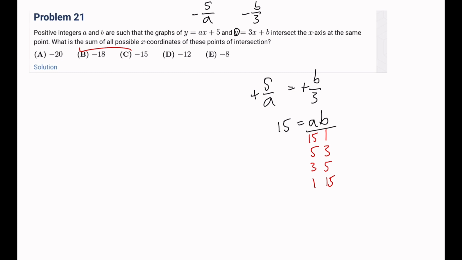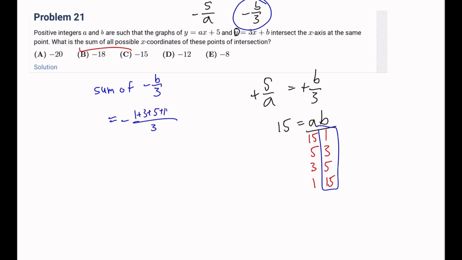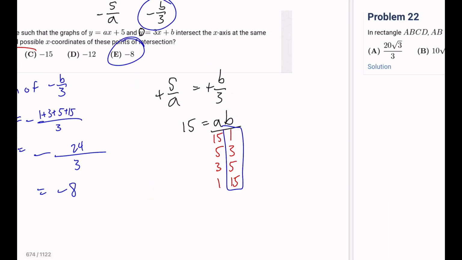But then we can see that the x coordinates are minus b over 3, right? So the sum of minus b over 3. And since we have the possible b values here, we can just make it minus 1 plus 3 plus 5 plus 15, all over 3, and this would be 24 over 3, which equals minus 8. So the answer is E, negative 8.